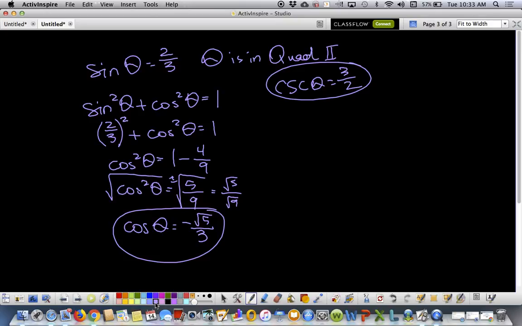What's another identity that has cosecant in it? Cotangent squared theta plus 1 equals cosecant squared theta. Oh wait, I forgot all my squares. It doesn't work if it's not squared. I said I forgot all my squares. It wasn't a question, it was me realizing that I had forgotten the squares, and it doesn't work if it's not. So if you already know cosecant is 3 halves, can you find cotangent?